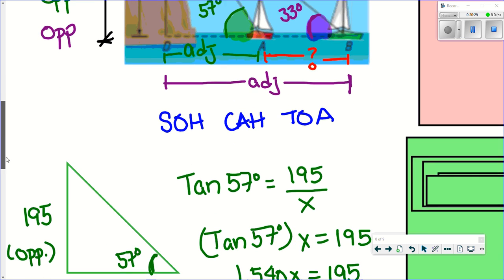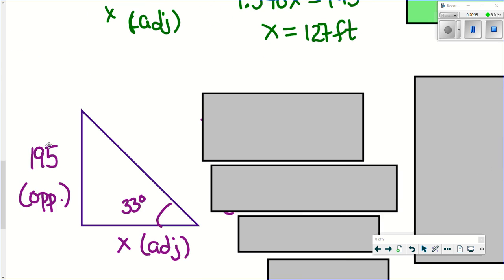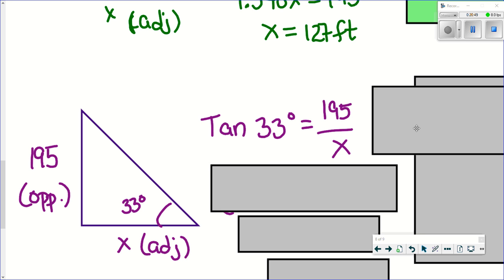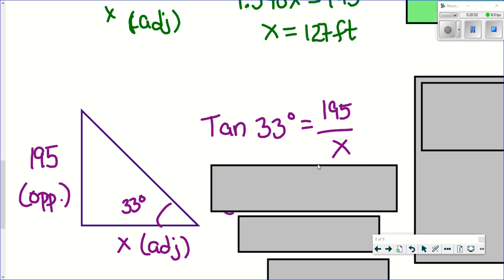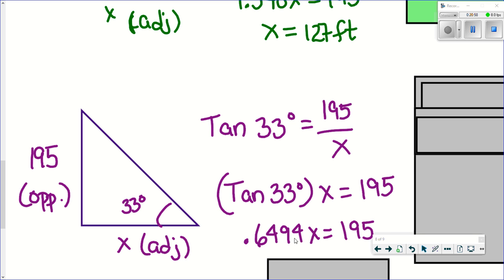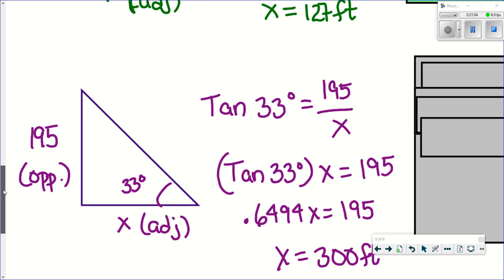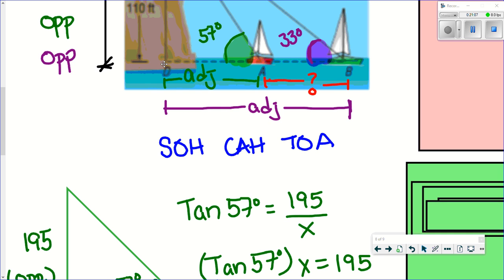All right, so what we did for that, we're going to do the same for boat B. So I drew the triangle. The height is 195, and then we're looking for that distance from the foot of the cliff to boat B, and the angle is 33. We know we're using tangent because it's O and A, so we set up that ratio, opposite over adjacent, cross multiply, find the value of tangent 33, which gives us 0.6494, and solve for x. For that one, we get 300 feet. So that means from the base of the cliff to boat B is going to be 300.